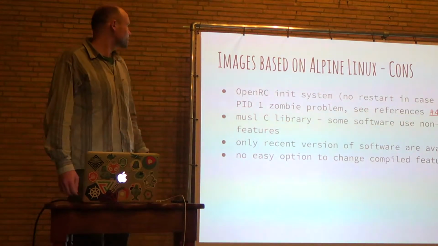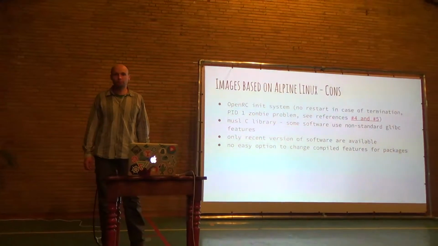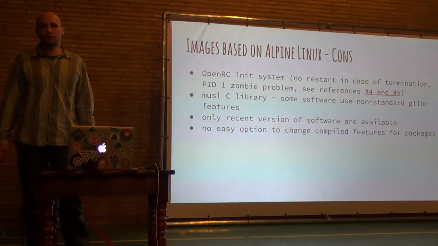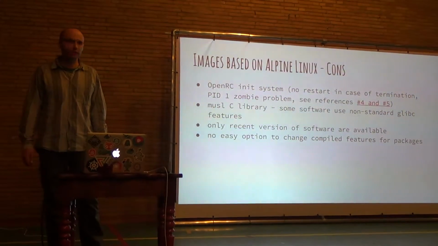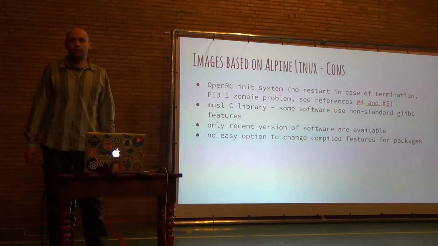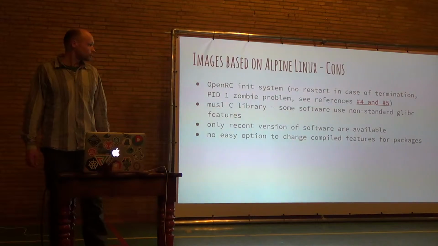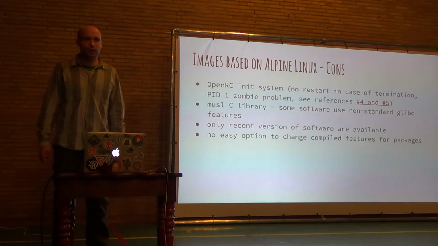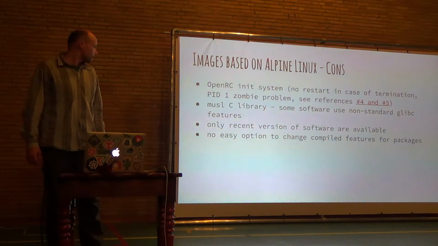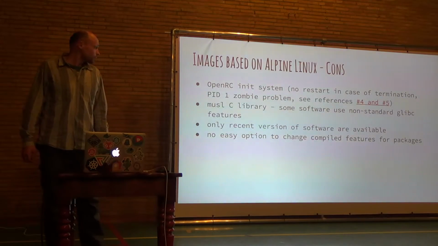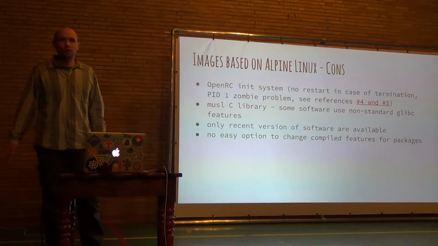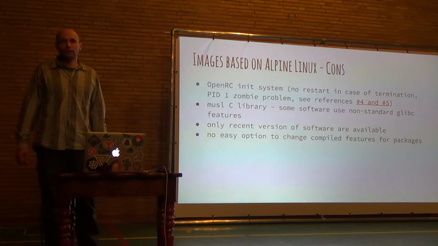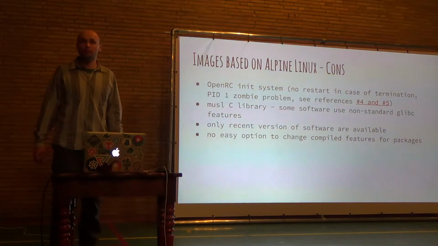What are the negative impacts? By default there is no init system, and it might be critical for some Dockers that run some services. Partially it's improved. If you look at these references, I will share these slides later, so all URLs will be available. And musl C library has some problems, but not problems with itself, but with software that uses some non-documented glibc behavior.